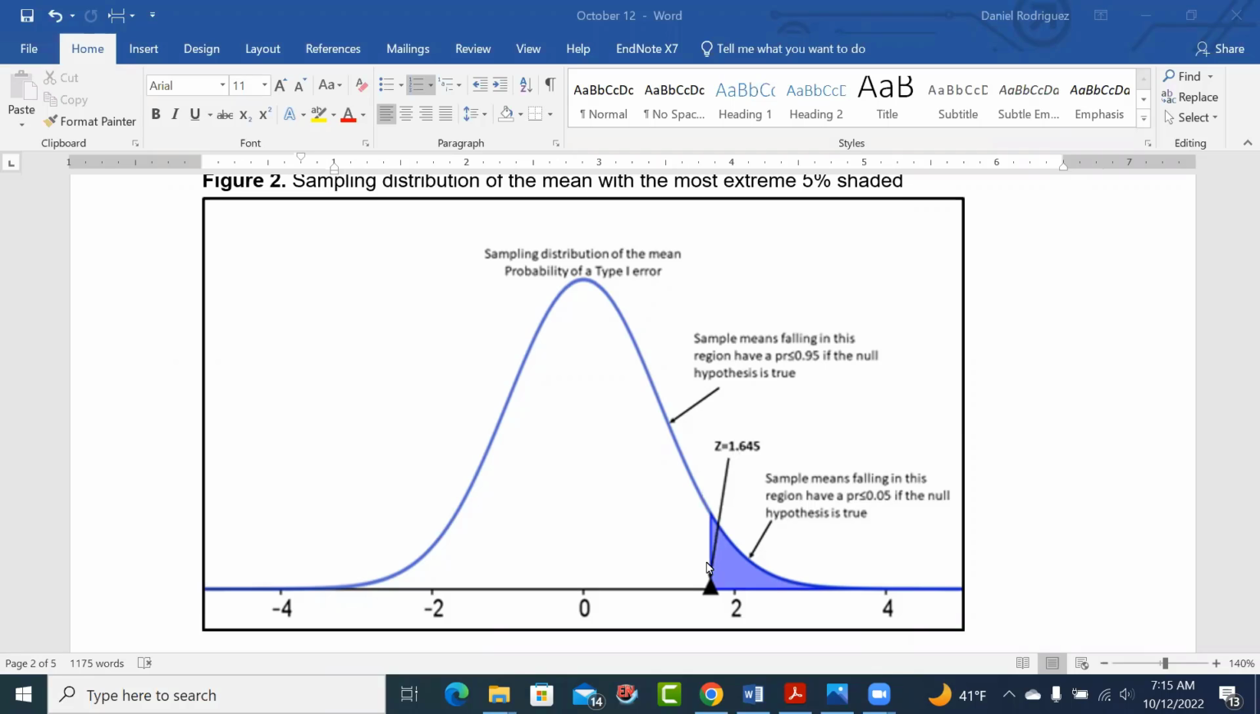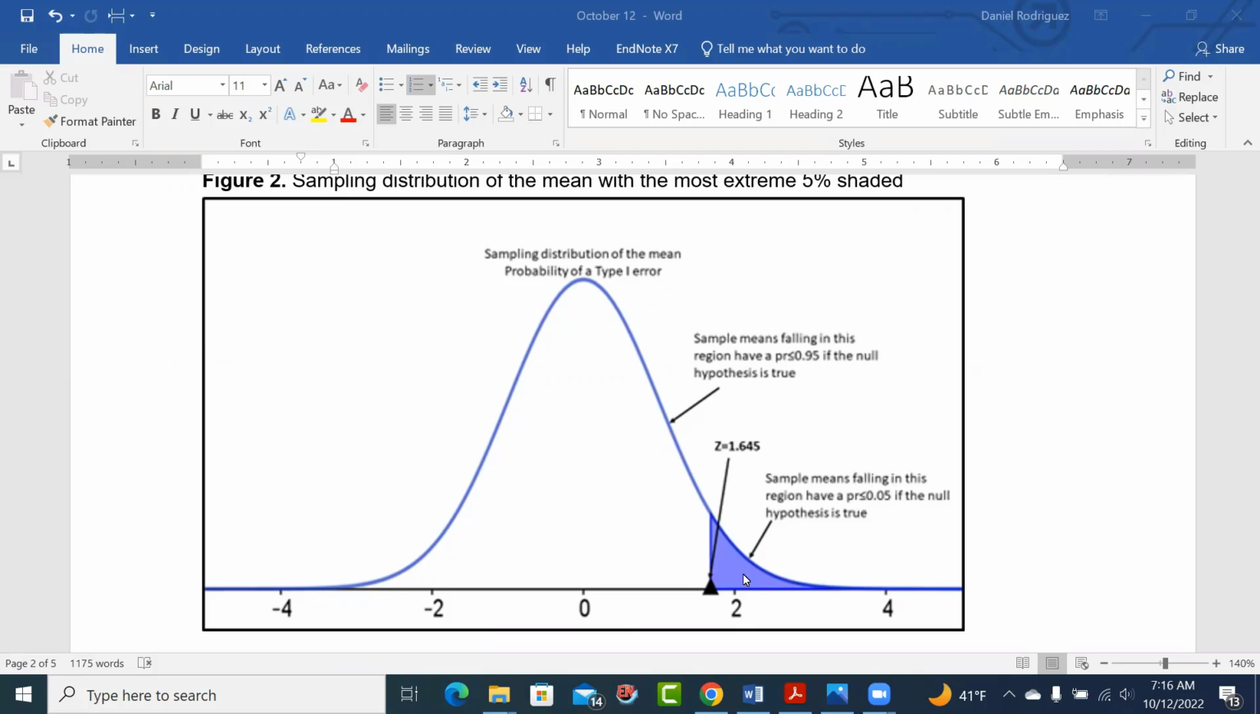So remember, these z values are in standard deviations, right? So a z value of 0 means that it's right here, 0 standard deviations from the mean. A z value of 2 means it's 2 standard deviations above the mean. A z value of -2 means it's 2 standard deviations below the mean. The z value of 1.645 is 1.645 standard deviations away from the mean, right? So it's this far away from the mean. So any value that I calculate that would be that large or larger would have less than or equal to a 5% chance of occurring.